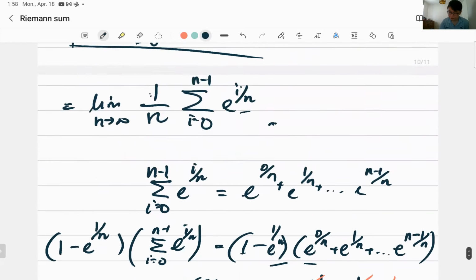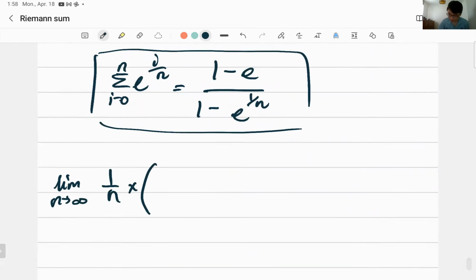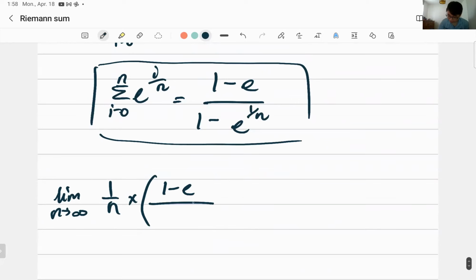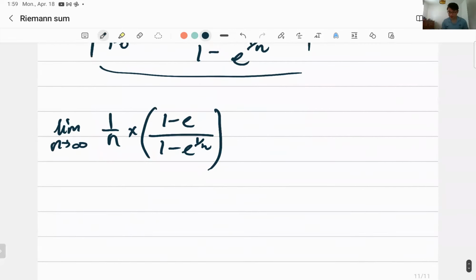Okay, substitute into here. So that means I'm reevaluating the limit as n goes to infinity of 1 over n times the whole expression right here, which is 1 minus e over 1 minus e to the power of 1 over n. All right. So then let's evaluate this one. So now let's evaluate the limit of this guy over here.